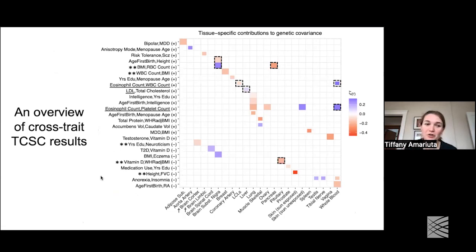So here's the full overview of our cross-trait TCSC results. And of course, for the sake of time, I've only presented one example, but there are other things that we can delve into when we look at all of these results. I do think that the most interesting examples are where for a pair of traits, there will be two tissues implicated in the cross-trait analysis, where one has a positive contribution to the covariance and one has a negative contribution. And it's interesting because we can compare this to the genome-wide direction of covariance or genetic correlation, and think about how that relates to each specific tissue's contribution.